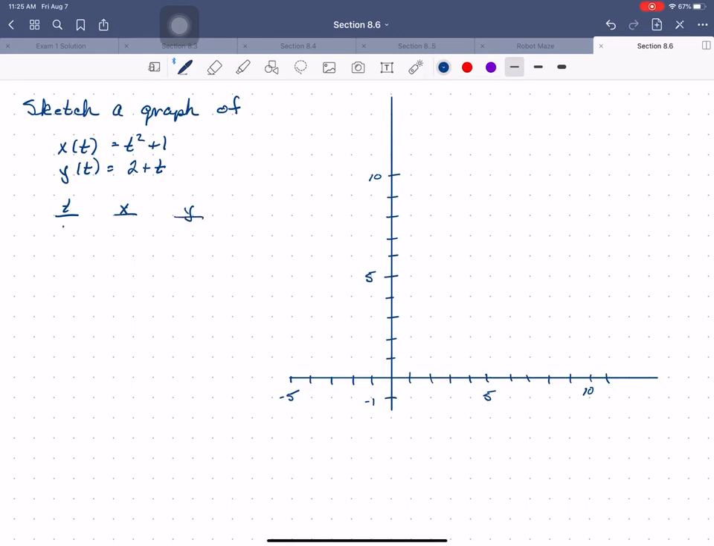So when t is 0, x is 1 and y is 2. So I can graph the point 1, 2. And for this, I'm going to go ahead and note that that is my starting point. Now, when t is 1, x is 2, and y is 3.